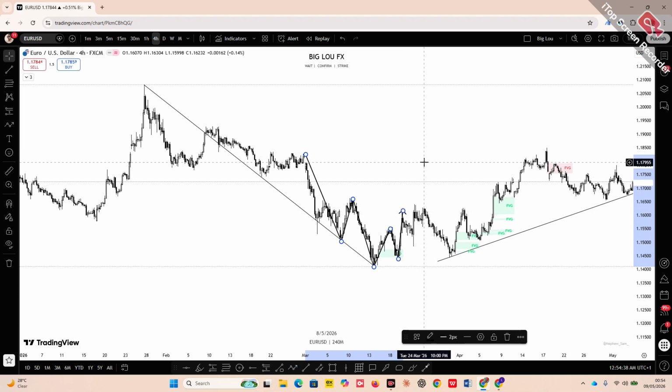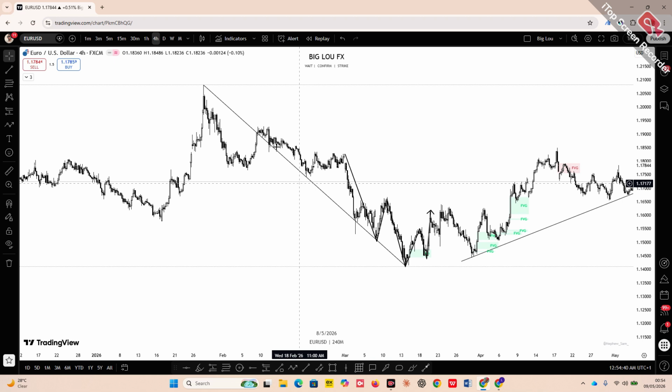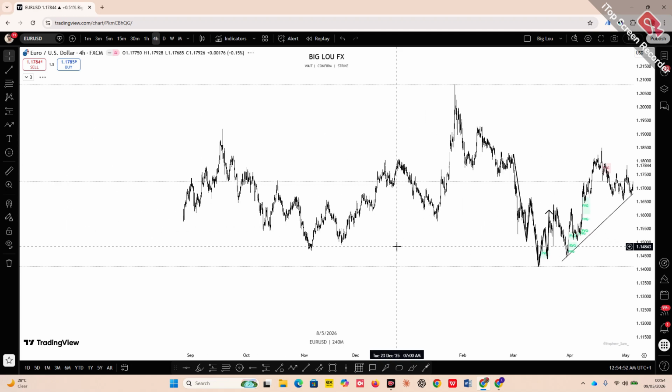and closed here. So let me leave it there for now. So when price closed here, what did it confirm? It confirmed something. What did it confirm?